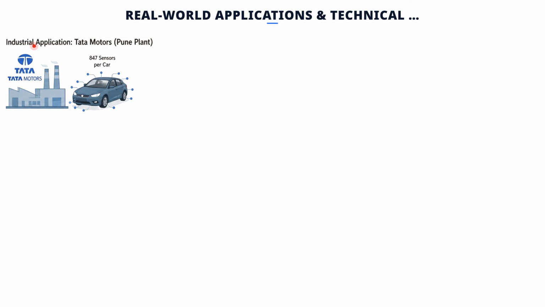The practical utility of PCA is best seen in industrial and consumer applications. Consider Tata Motors' quality control at their Pune plant. Each car is monitored by 847 sensors. Many of these sensors are redundant. For example, engine temperature and coolant temperature move in tandem. Processing 847 separate inputs in real time is just too slow for an assembly line.